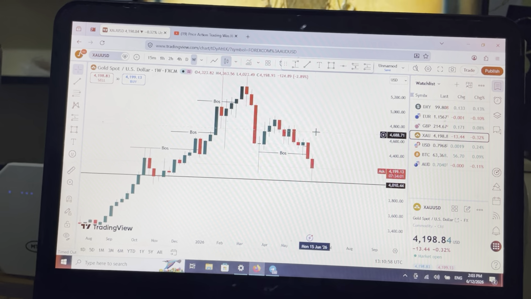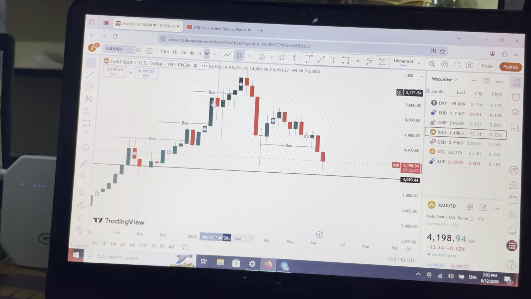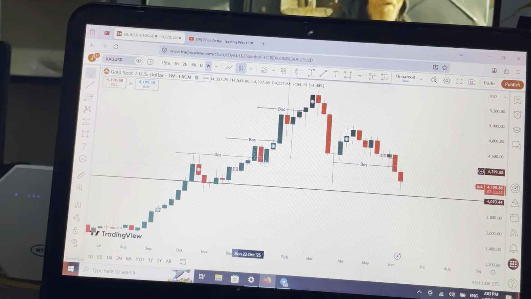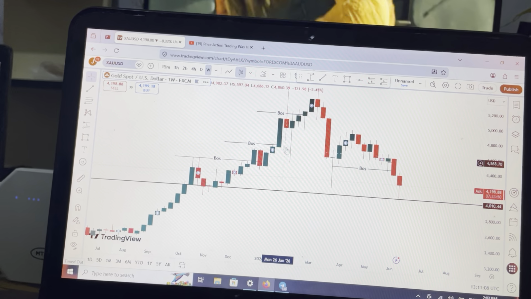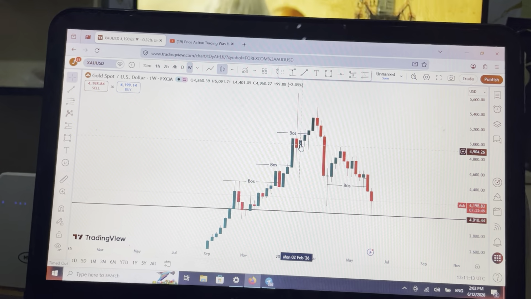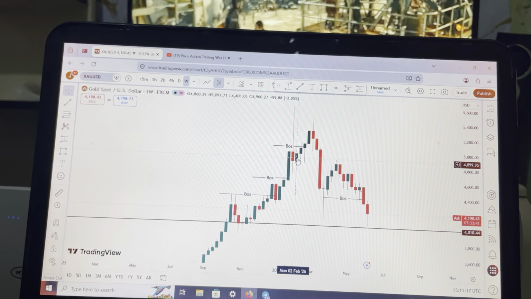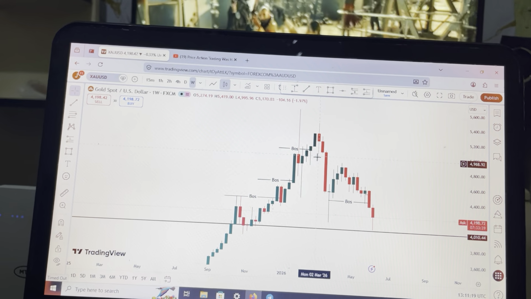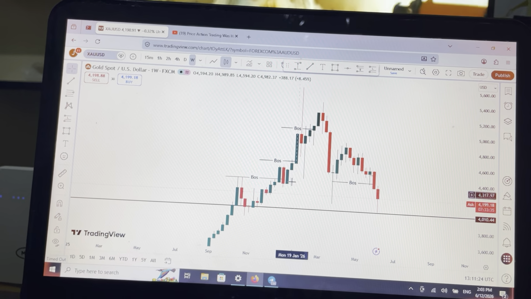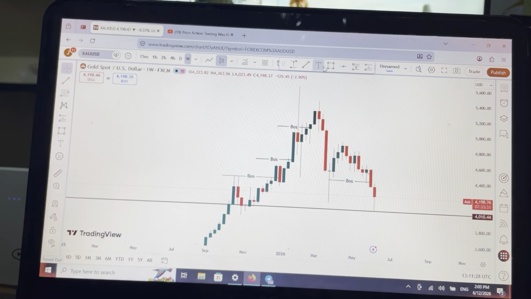Okay, so here's a market breakdown for gold. When we go to the weekly time frame, like I've been telling you guys, when we have a two breaker block, note that a breaker block is price breaking structure twice or three times without grabbing liquidity. Then there's a high chance that price will drop to the last order block that gave the market structure.